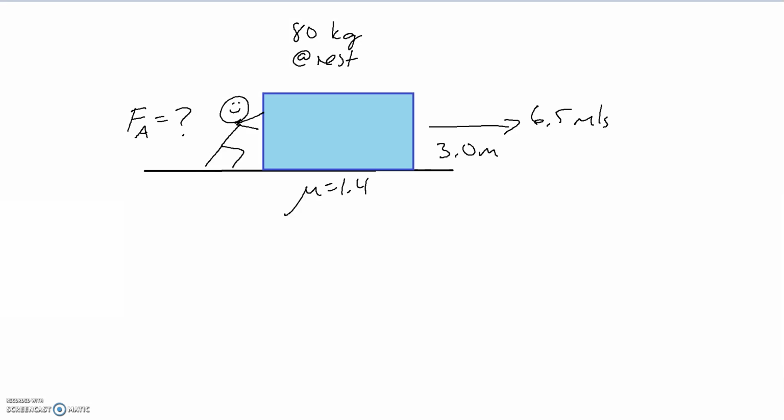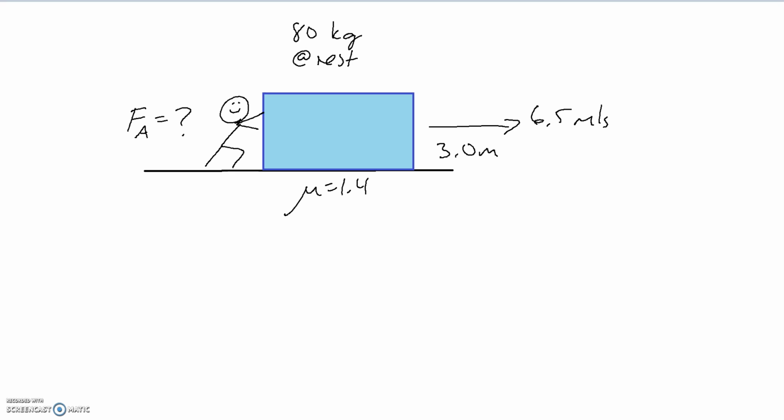This is a basic dynamics, kinematics type situation that we could do with basic kinematics and dynamics, but we're going to look at it in terms of energies. So we've got an 80 kilogram box sitting at rest. We've got a guy pushing on it. There's a coefficient of friction of 1.4. The box is going to go 3 meters and is going to reach a speed of 6.5 meters per second.